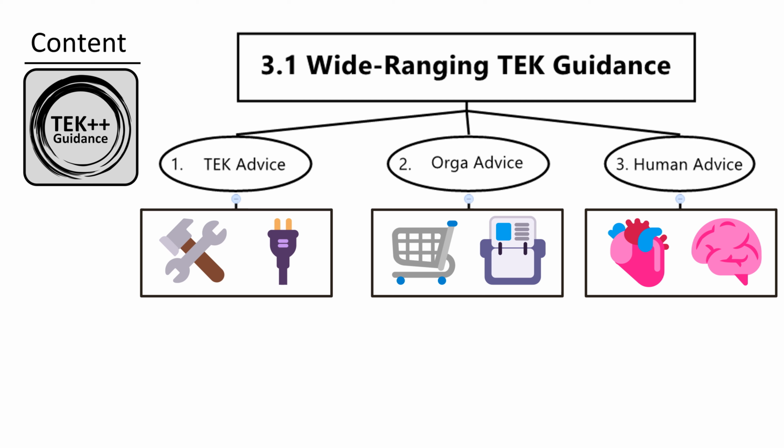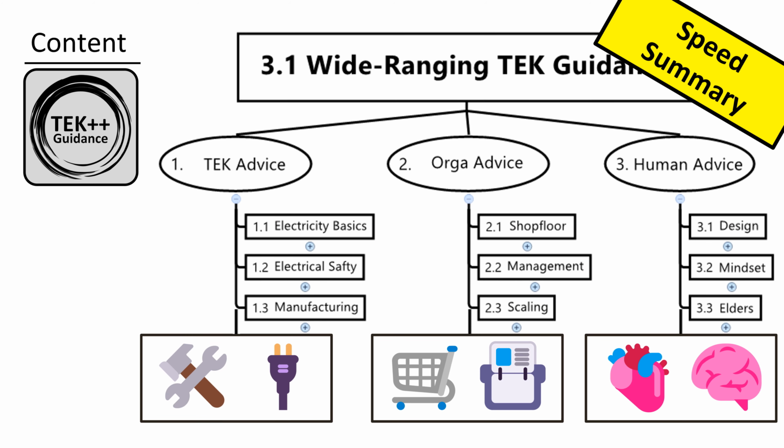We will start with tech advice, then look into organizational aspects and finish with general human advices. Each chapter contains 3 sub-items. Tech-wise, we need to learn some basics about electricity, electrical safety, and I will give some general manufacturing advices. The organizational section will cover shop floor and general management topics to lay the needed basics if one wants to achieve a waste-reduced production setup. The last sub-item will investigate how one would scale his mushroom operations.